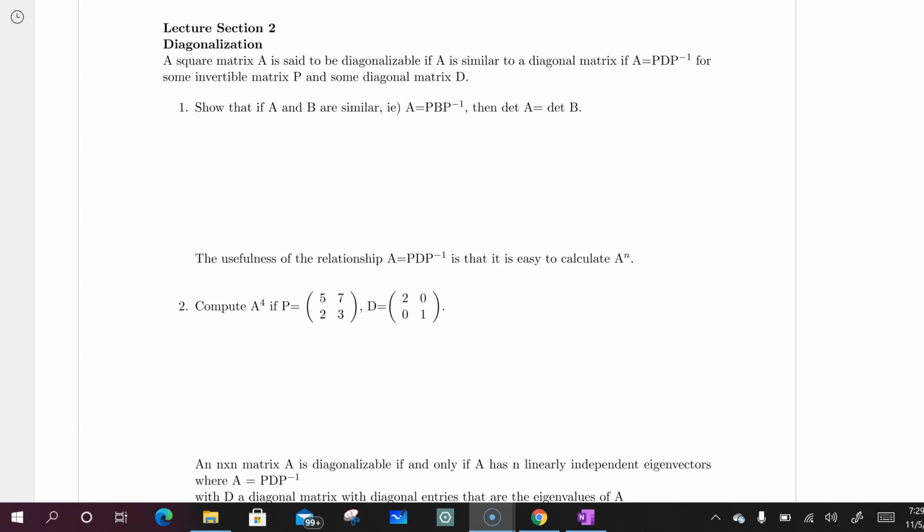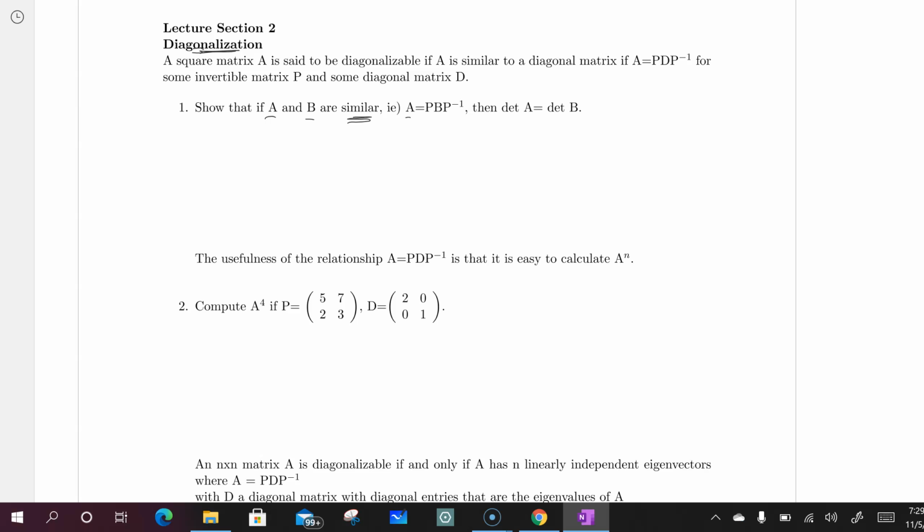Lots of new terminology in this section. So we're going to talk about diagonalization in general, but first let's talk about similar. So two matrices are similar. A and B are similar if A can be written as PBP inverse. That's kind of a weird thing, isn't it?